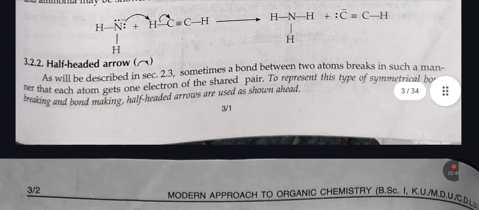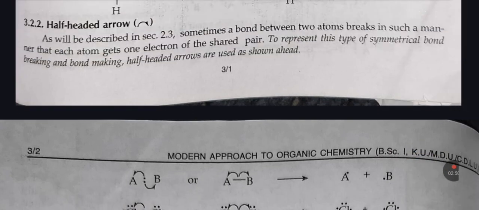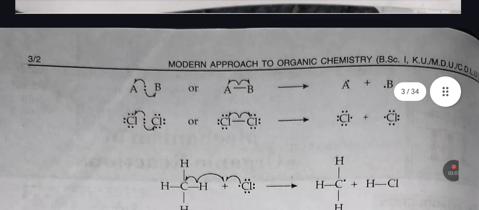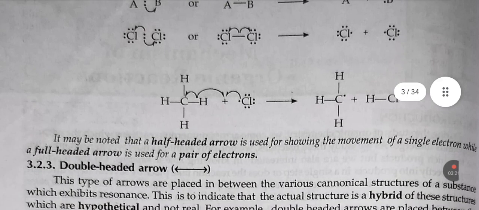Half-headed arrow. As we will discuss in section 2.3, sometimes a bond between two atoms breaks in such a manner that each atom gets one electron of the shared pair. To represent this type of symmetrical bond breaking and bond making, half-headed arrows are used as shown below. In A-B, the two electrons are in between them. One will move to A and the other will move to B, giving rise to A and B free radicals. Similarly, in the case of Cl2, one electron will move to one Cl and the other to the other Cl, giving rise to two Cl atoms, each having 7 electrons.